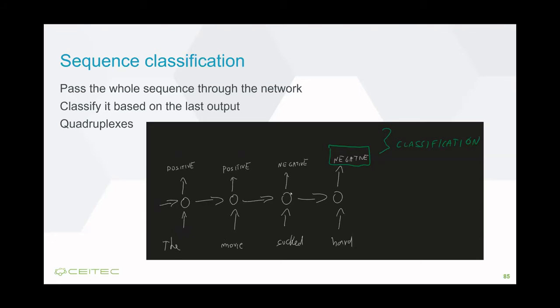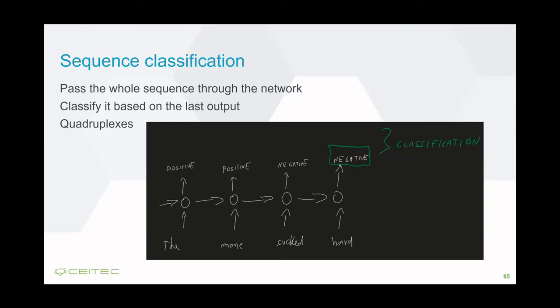And the next word would be "sucked". So that doesn't sound positive, so the network would update its label. Now it would start to think maybe this sentence sounds negative, so instead of positive, it would give us negative. And then the last token, "hard". It would take the information, combine it, and say, all right, the whole sentence sounds negative. And the last label would be negative.